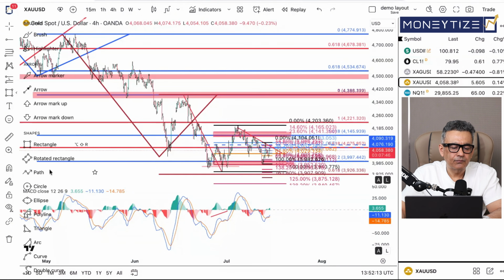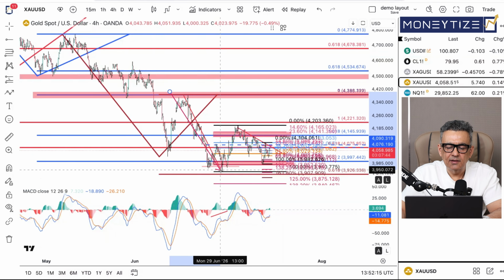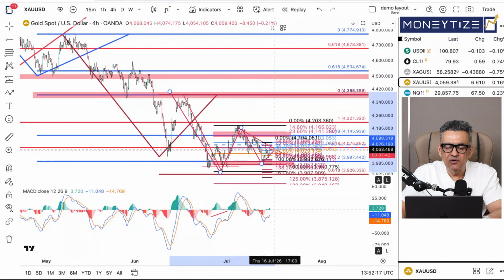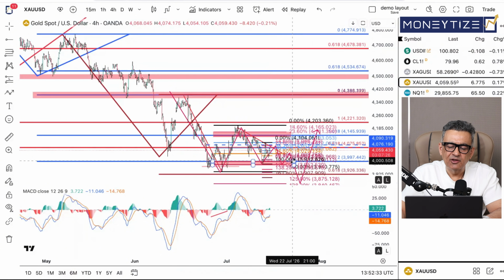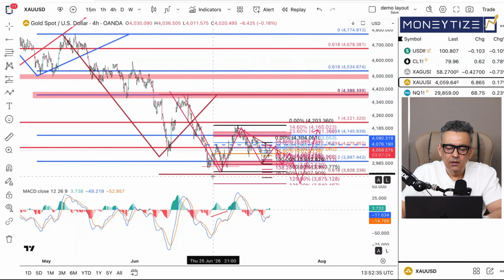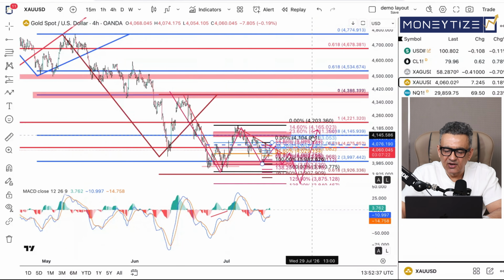Now here, I'm expecting a liquidity sweep around 3980 or maybe 3950, and then continuation higher towards 4165. So the major trend change would be announced only if we see a closure above 4165 on the daily basis. Else, I'm expecting short-term continuation lower, liquidity sweep, and then bouncing back.